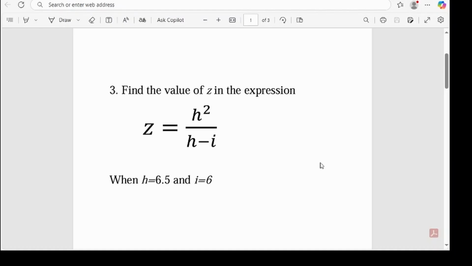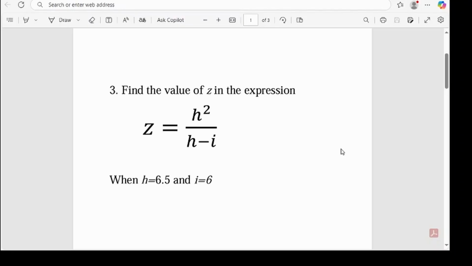In today's lecture, we would be solving a simple question in mathematics: substitution into formula. Right, so we have the question here. Find the value of z in the expression z equals h squared divided by h minus I, when h equals 6.5 and I equals 6, right?